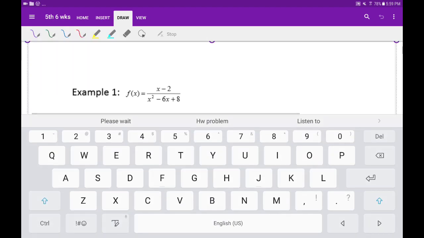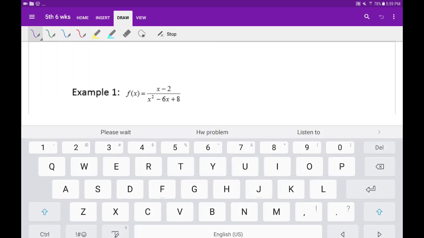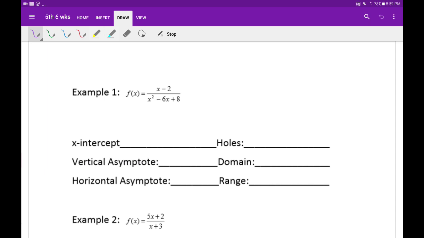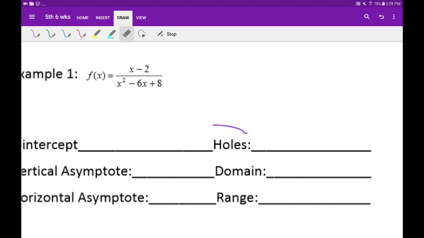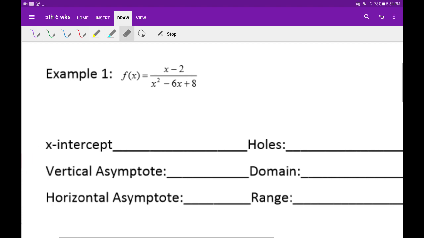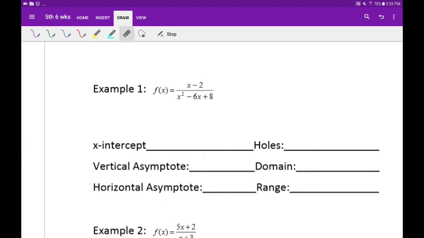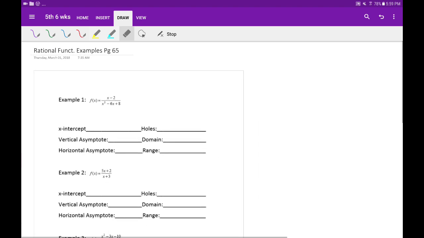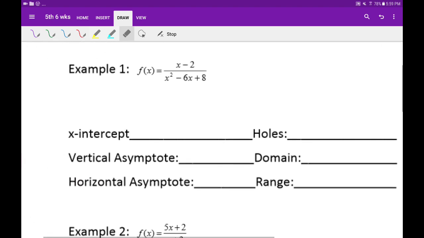All right, here in example 1 is an example of a case 3 rational function. So it's case 3 because the degree of the top one is less than the degree of the bottom one. So this one here, we'll classify this as a case 3.